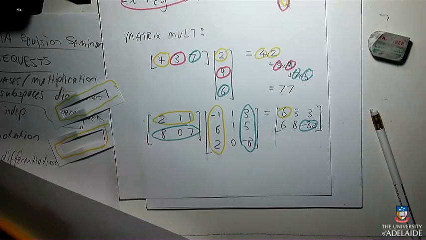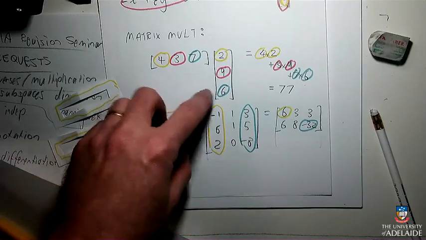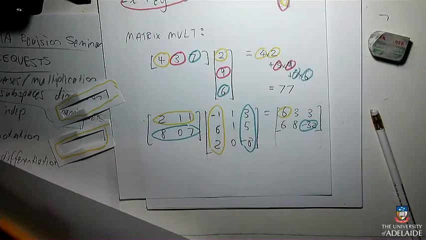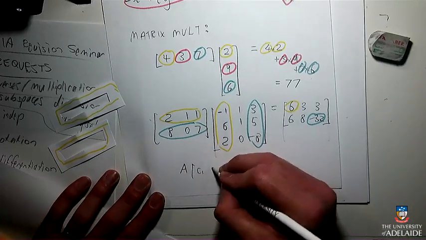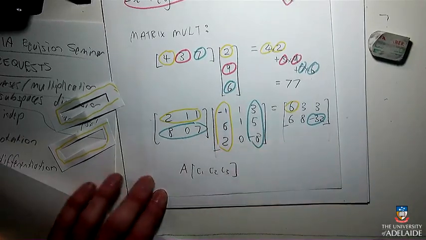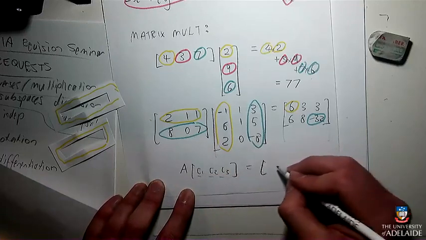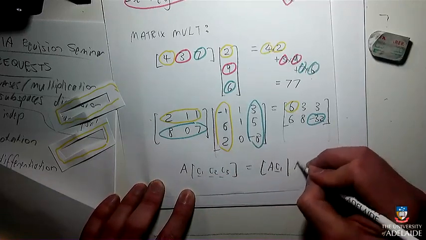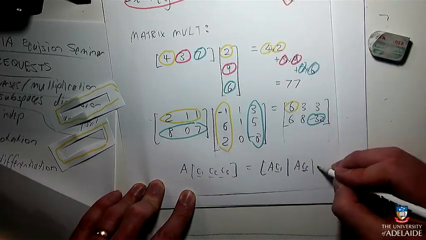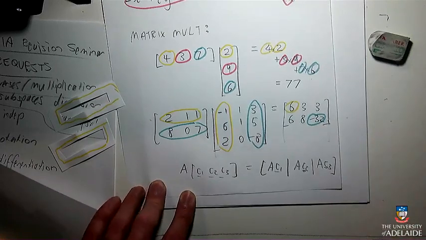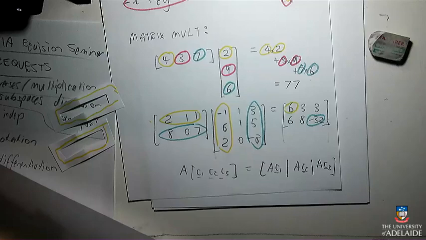And one of the things that's really important in Maths 1A and B is thinking about it as the whole left-hand matrix times one column at a time. That's a useful way of thinking about it. So we can also think about it as A times column 1, column 2, column 3 is the same matrix as whatever you get from A times column 1 next to whatever you get from A times column 2 next to whatever you get from A times column 3. That's a useful way of thinking about it. But it works perfectly well with rows on the other side.